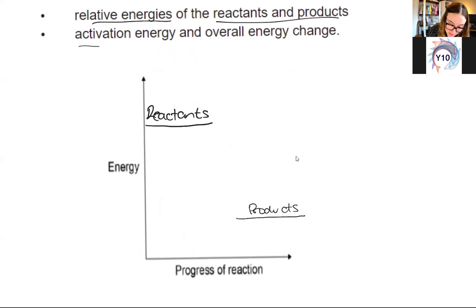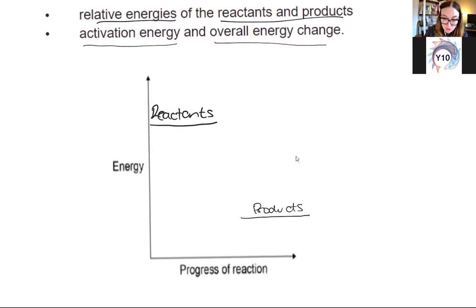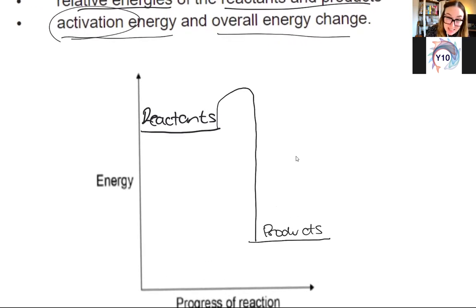Second part of the question, activation energy and overall energy change. So I know I need to draw a line from up here to down at the products. So let's draw that line with the activation energy. So we go up and then we come down. Okay, now that is an appallingly drawn line, but it gets the point. What I then need to do is to make sure I've labeled the activation energy. So I'm going to draw a little line there.